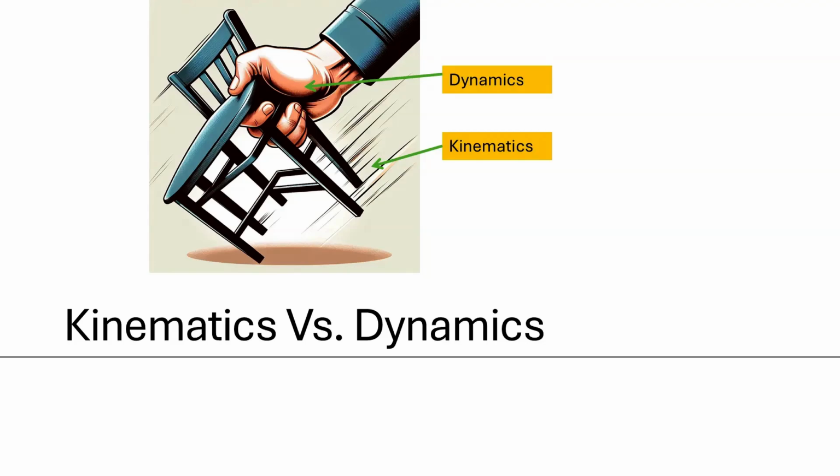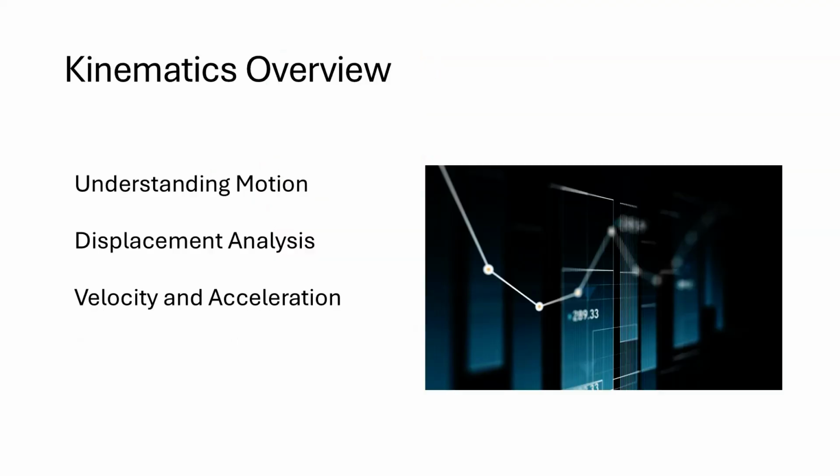Kinematics focuses on the description of motion, while dynamics relates to the forces that cause that motion. Kinematics focuses on the motion of objects without considering the forces that cause this motion. Displacement measures the change in position of an object and is a key concept in kinematics. Velocity indicates how fast an object moves in a specific direction, while acceleration measures the change in velocity over time.